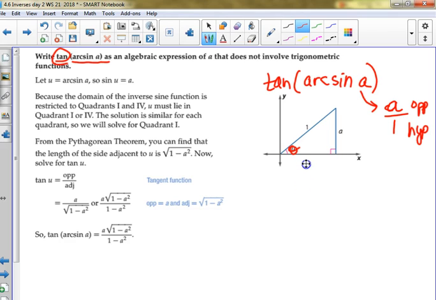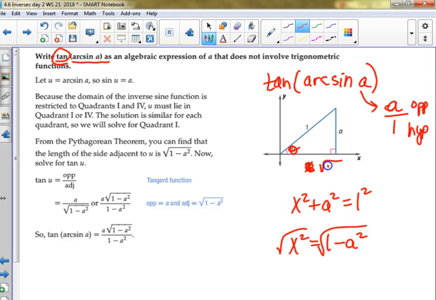So I'm going to call this x for a minute because it's along the x-axis, right? So right now, if I wrote x squared plus a squared equals 1 squared, how could I get the x by itself? 1 squared is still just 1, right? And I would have to subtract the a squared over there and then do what? So the expression I need to write down here is 1 minus a squared.